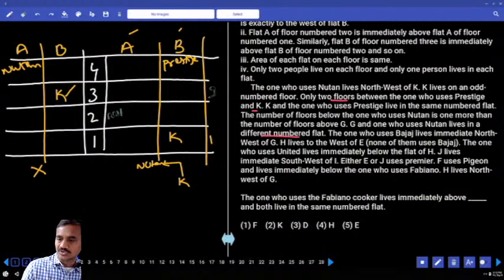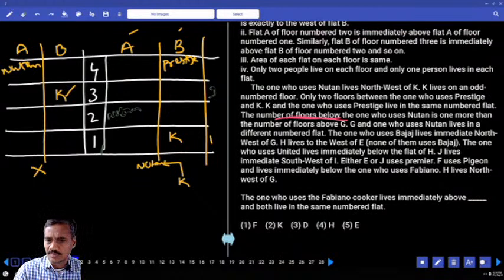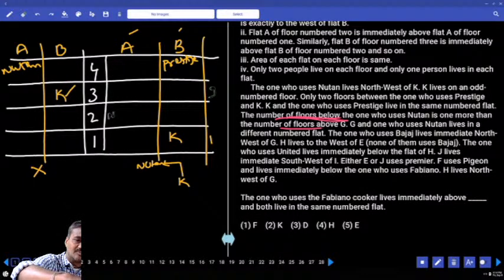Look once again. The number of floors below the one who uses Newton. If Newton is here, how many floors are below Newton? 1. Now the number of floors below Newton is 1 more than the number of floors above G. Then G and Newton must be equal. They are equal. Hence it cannot be the case, and G cannot be at that point.